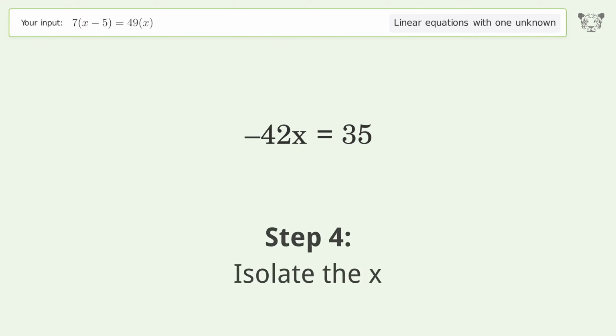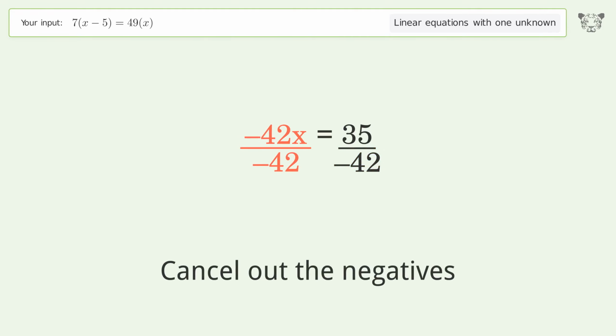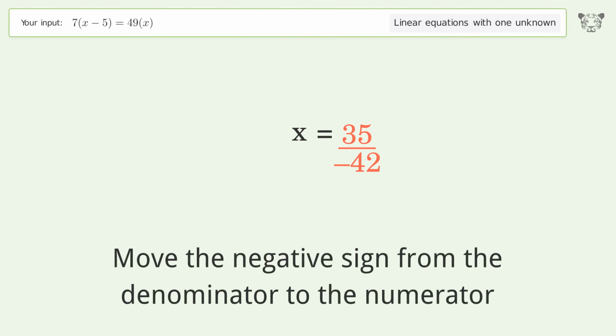Isolate the x. Divide both sides by -42. Cancel out the negatives. Simplify the fraction. Move the negative sign from the denominator to the numerator.